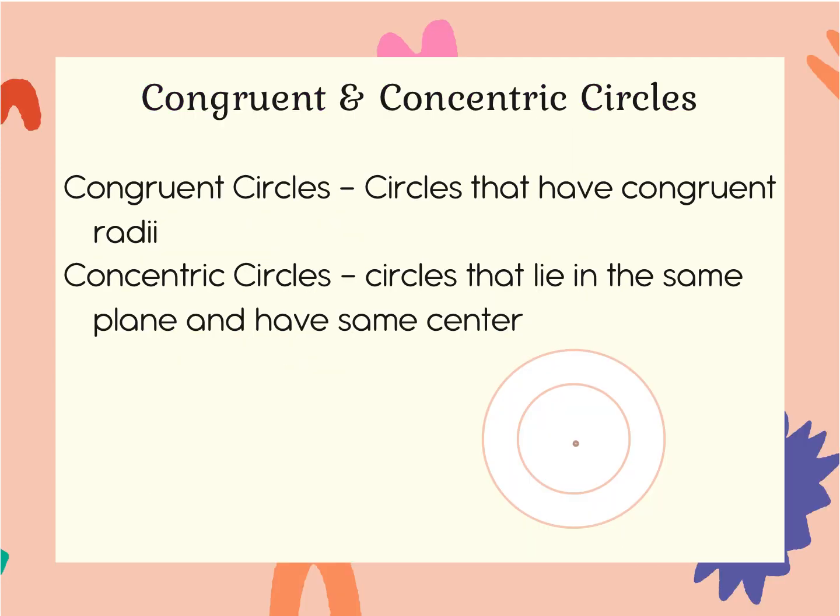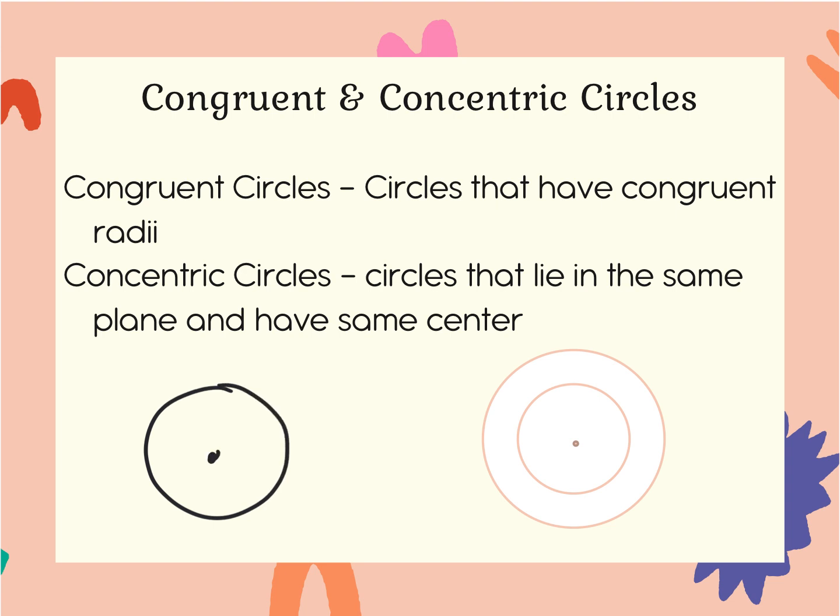We have congruent and concentric circles. Congruent circles are circles that have congruent radii, and concentric circles are circles that lie in the same plane and have the same center. So I'm going to try to draw the congruent circles. Might not look the best. So we have a circle like this.